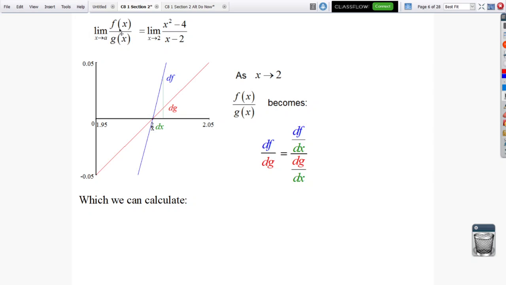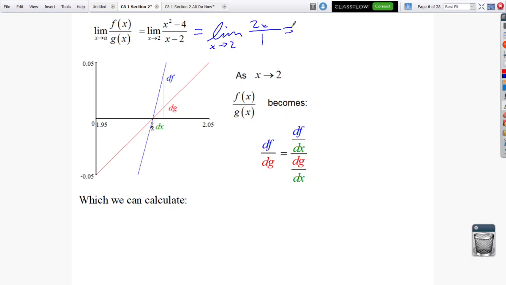We've got the limit as x approaches a of f of x over g of x. We were talking about the limit as x approaches 2 of x squared minus 4 over x minus 2, which now we know this setup, it's df dx over dg dx. Well, df dx just means take the derivative. So we're going to have limit as x approaches 2 of the derivative of x squared minus 4. X squared minus 4 differentiates to 2x divided by dg dx, which means take the derivative of the denominator, derivative of x minus 2, that's just 1.